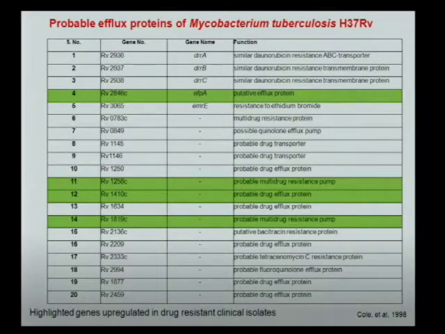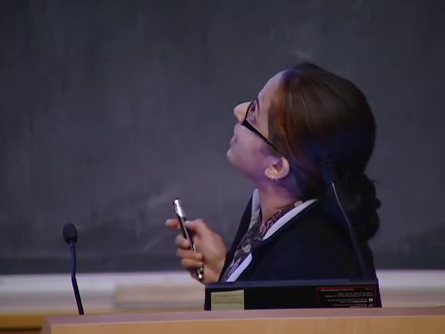Okay. So coming to TB, the organism we are interested in, the genome was sequenced around 10 years ago, and the genome comes up with these 20 open reading frames of efflux pumps. What I have highlighted over here in green are the drug-resistant clinical isolates, and what I mean by that is in clinical isolates, these efflux pumps seem to be upregulated, overexpressed, which makes you wonder that since they are upregulated, maybe they have a role in drug resistance. And so the pump which we are focusing on is the R1258C efflux pump of MTB.